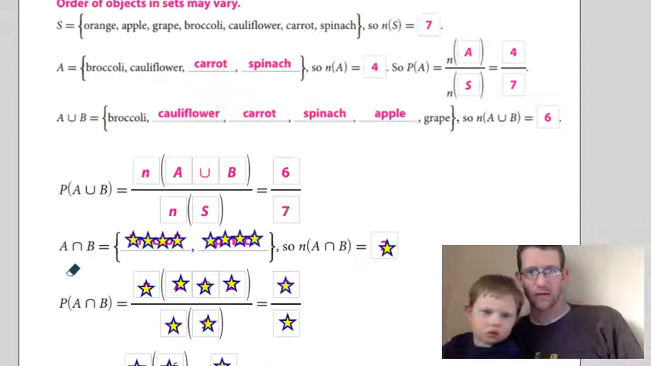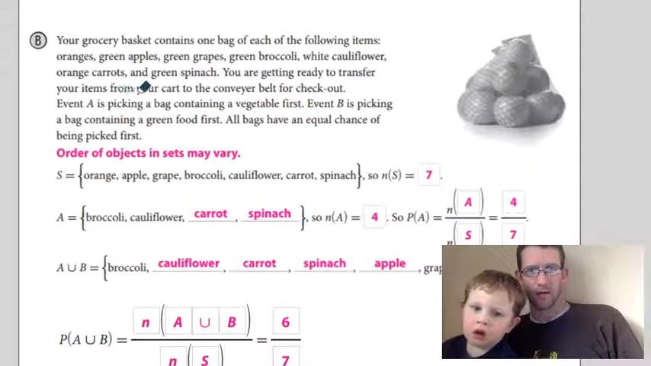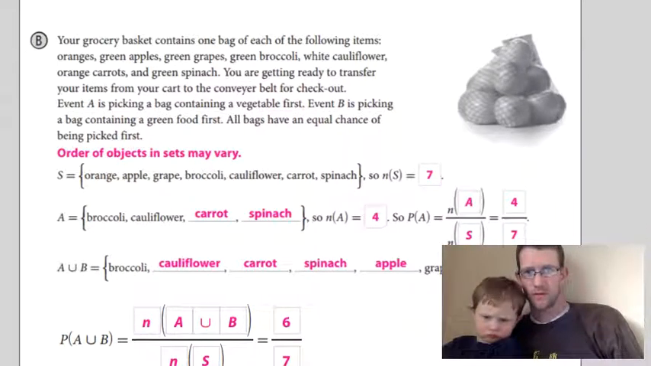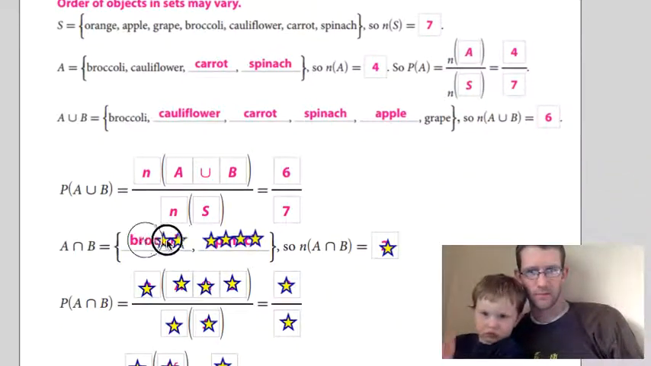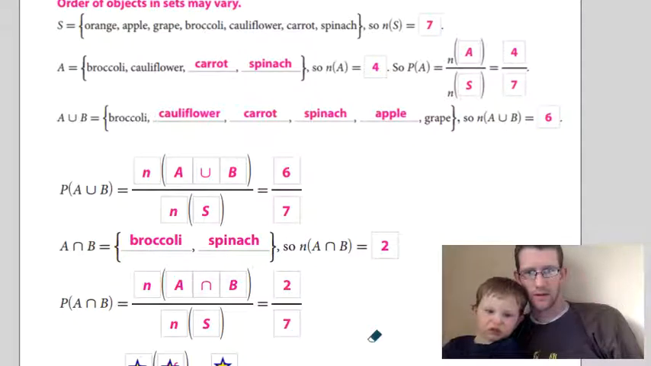Okay, what about the intersection? Remember, this one is and, right? It has to be both A and B. So let's think about this one for a second. How many things are both vegetables and green? Well, this is a shorter list. We have spinach, we have broccoli, and that's it. Right? So there's only 2 elements, spinach, broccoli, 2 elements there. So therefore, the probability of the intersection of A and B is 2 over 7.